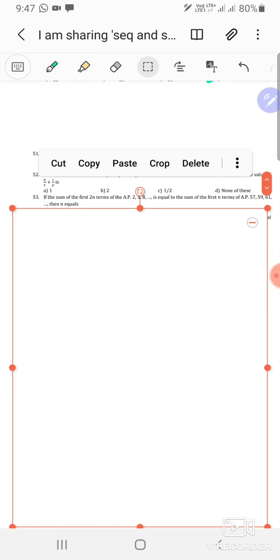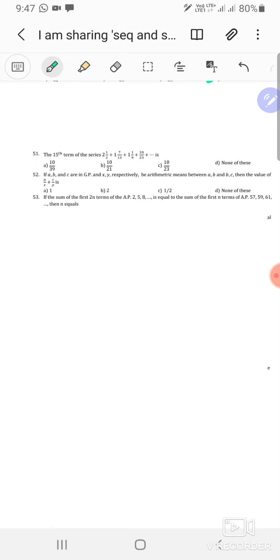Okay, so the 51st question says the 15th term of the series 2.5 plus 1 and 7 by 13 plus 1 and 1 by 9 plus 20 by 23 and so on is. First of all, let's simplify it. So 2.5 is 5 upon 2, and this is 20 upon 13. Then this is 10 upon 9. I think I already see the sequence. So this is actually 20 upon 8. This is actually 20 upon 18. Yes, the sequence is very clear.